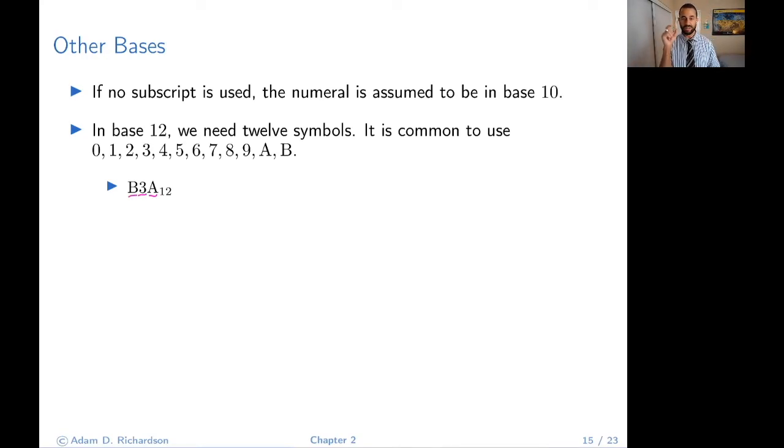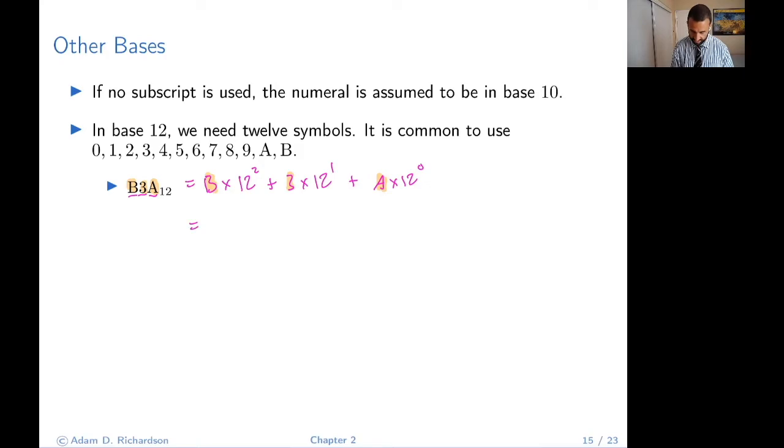Symbols that are holding the place and telling us how many of that particular power we've got. So let's go ahead and expand it out. This is saying we have B groups of 12 squared, because we're in base 12, plus 3 groups of 12 to the 1, plus A groups of 12 to the 0. That's what that means written in expanded form. So B groups of 12 squared, which is 144, 3 groups of 12, and then A groups of 1.